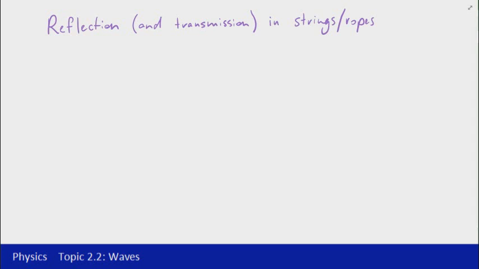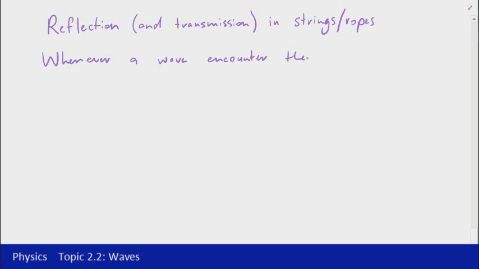So we've looked at a broad brush overview of wave phenomena. We're now going to look specifically at reflection and also transmission when we're dealing with strings and ropes. Now this is a bit of an intro that will allow us to delve into a couple of other phenomena that are a little bit more useful. So this in and of itself is more about just understanding the foundational elements.